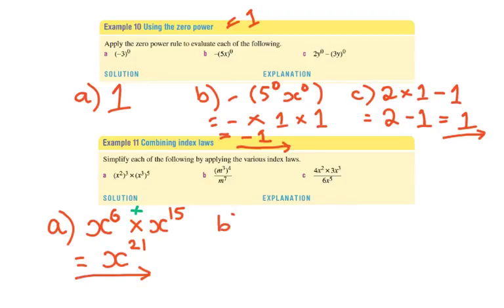With B, we've got brackets on the top with our indices, so let's simplify that first. m to the power of 3, and then bracket the power of 4. 3 times 4 gets me 12. So m to the 12 at the top, and I've still got m to the 7 at the bottom. Because now it's dividing because of our fraction line, we're using index law number 2, where we subtract 12 and 7 from each other, and we end up with m to the power of 5.